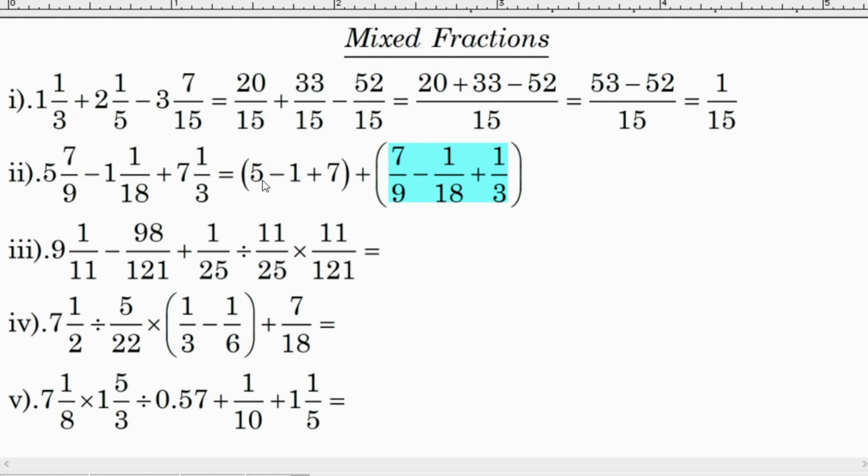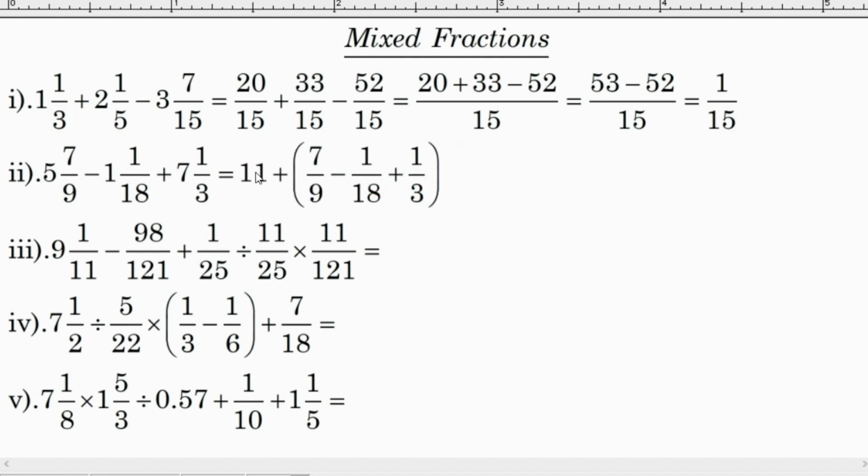5 minus 1 equals 4. 4 plus 7 equals 11. So here it equals 11. Now we have to find the same common denominator. Let's think about the common denominator, which is 18. Why? Because 9 times 2 is equal to 18 and 3 times 6 equals 18.